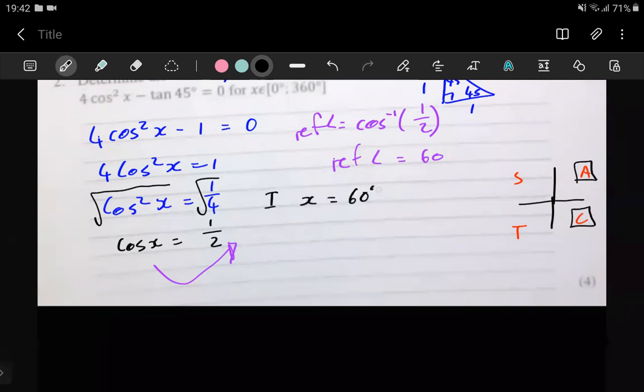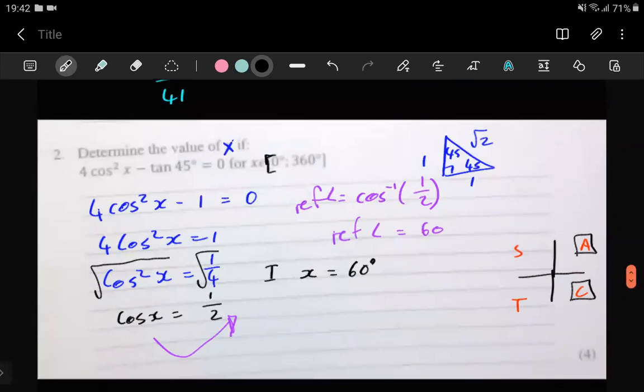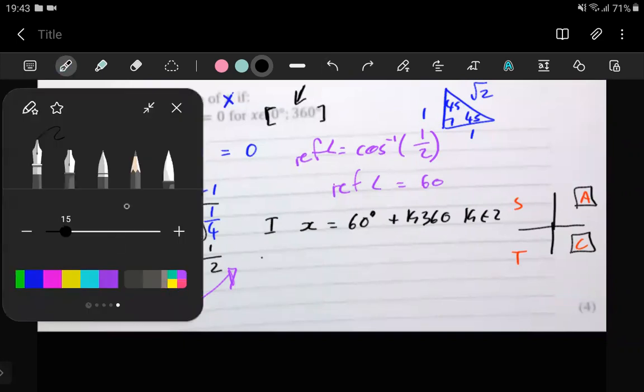Because we're not getting the general solution, we don't have to. But we may have to, because this is important. As long as there's a domain given, or even if there isn't, I think a good habit would be to always put the plus k 360, k is an element of integers, and you'll see why just now. For the fourth quadrant, let me leave some space here and do this at the bottom.